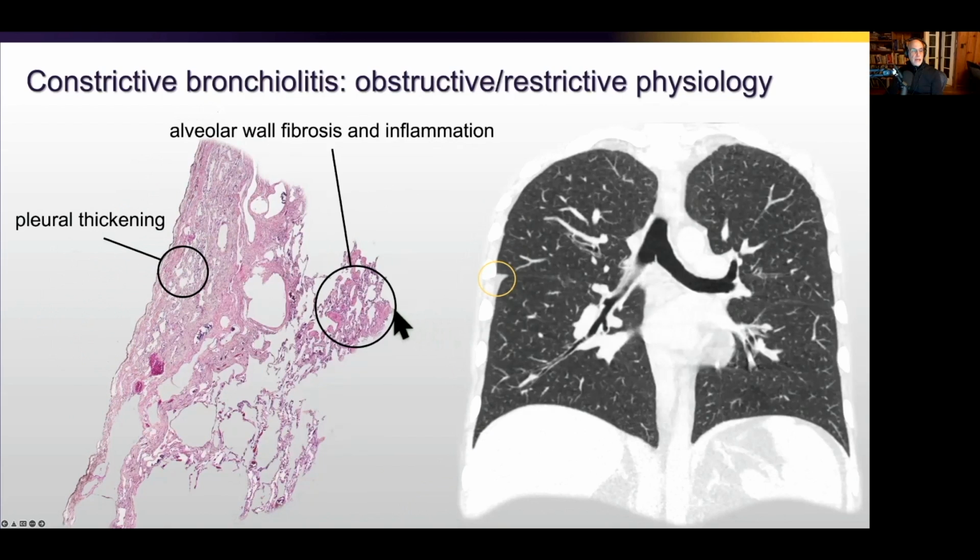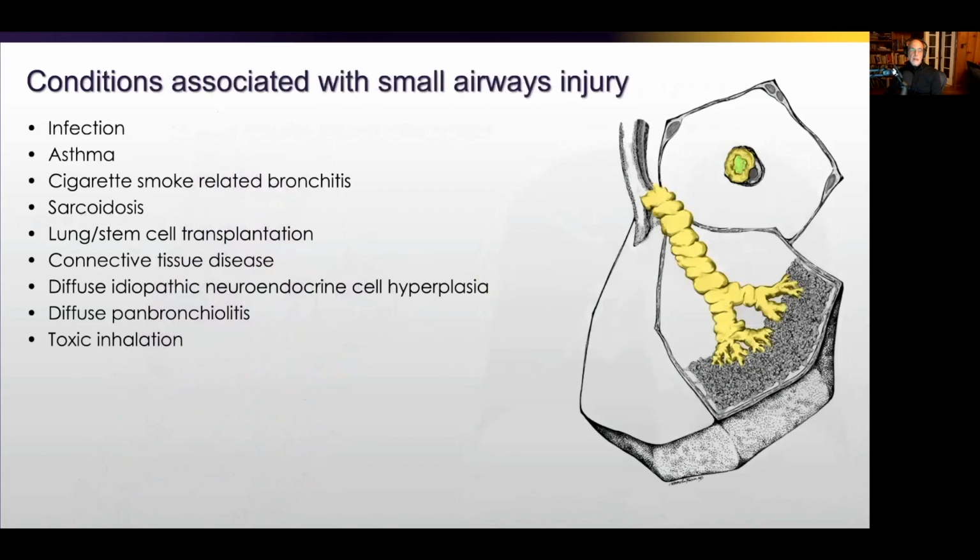And not only do they have airways disease, but they often have significant pleural and parenchymal disease, and that's going to make them have both obstructive and restrictive physiology, and you and I, as the radiologist, are the ones who are going to make the diagnosis.